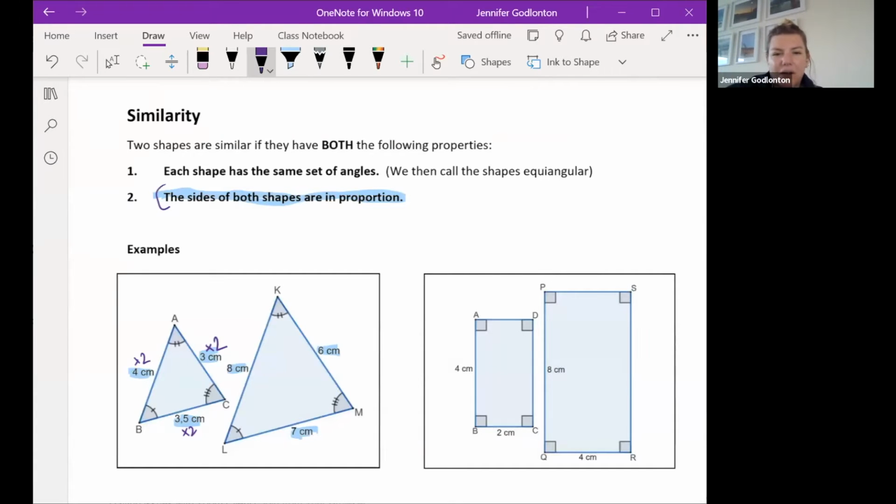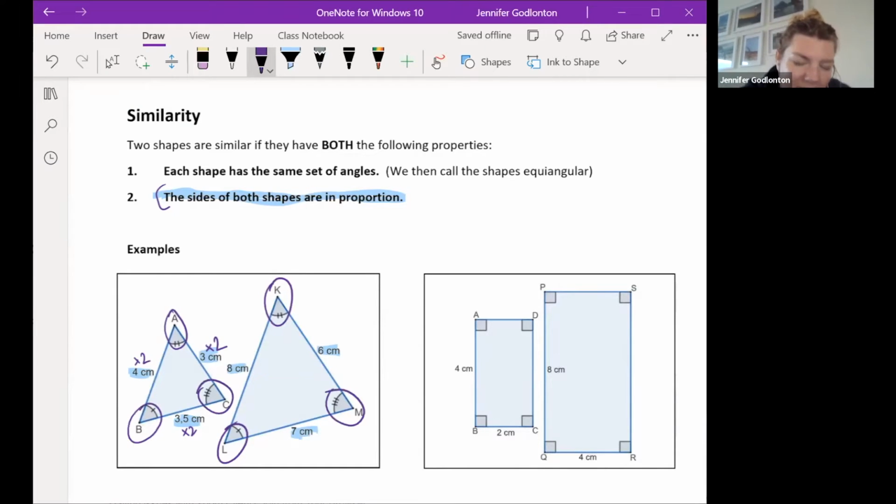What's another thing? Try and look at these pictures here and see if you can see another thing that makes two shapes similar. Yes, angles. There we go. Similar triangles or similar shapes have exactly the same angles. So you see here, A is the same as K, B is the same as L, and M is the same as C. So they have the exact same angles as each other. That's what the second line is saying.